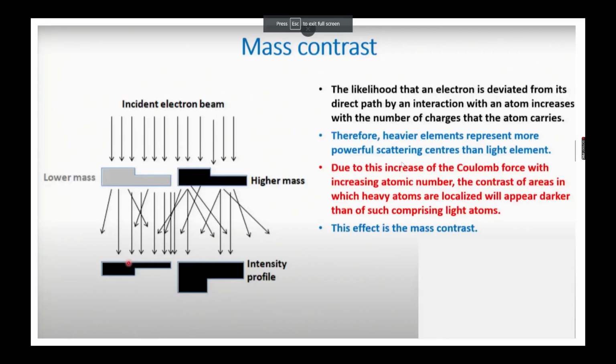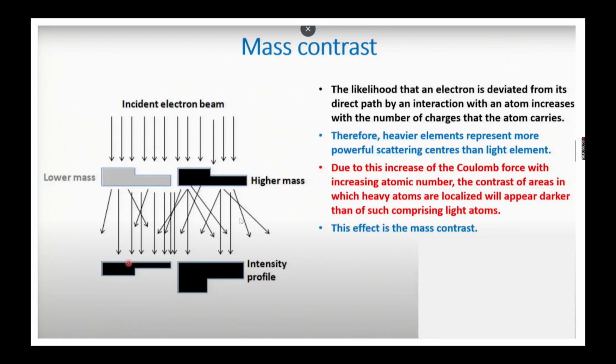Similarly, when we vary the mass, suppose you take a lower mass specimen and a higher mass one. When the incident electron beam comes, since this is a lower mass, the scattering will be less. But when the incident electron beam interacts with a higher mass object or specimen, the scattering will be higher.